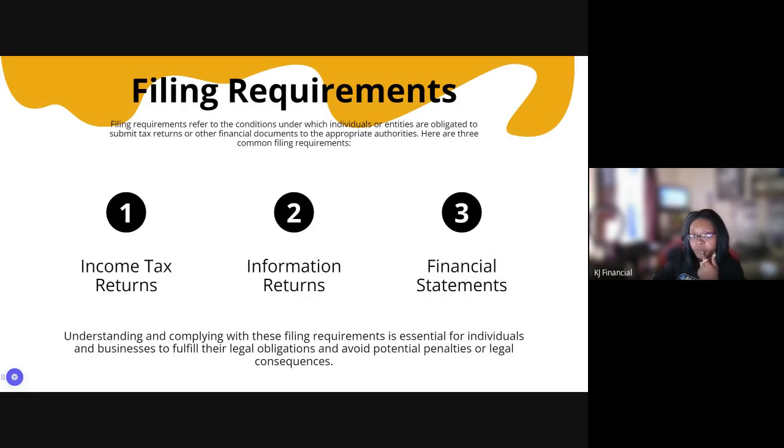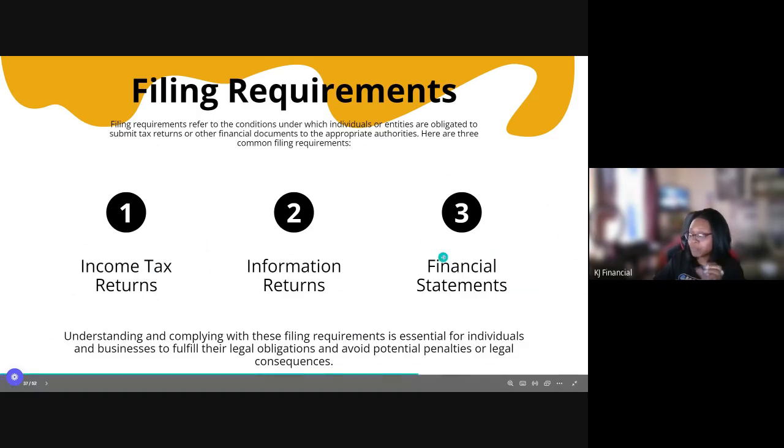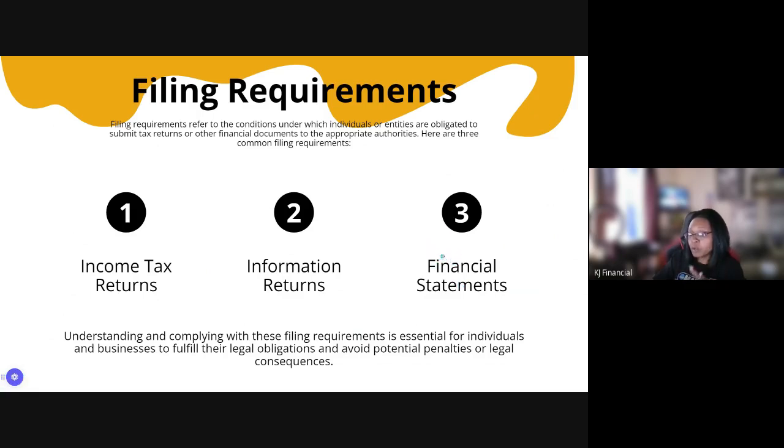All right, your filing requirements. You need your income tax return, you need your information returns, and you need your financial statements. And what I mean by that: your income tax return, it's your 1040. Your information return is the information that they have given you to make that. And then your financial statements is going to be what it is if they owe or if they don't owe. So that's where those three come in.